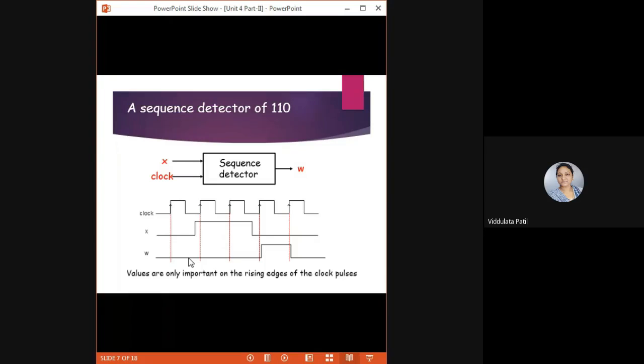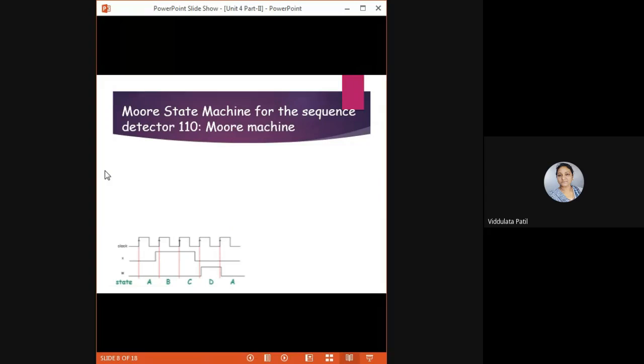Now we want to draw a state diagram for the sequence 110. Is it possible for you to draw this state diagram using a Moore machine? Draw a state diagram for a sequence detector of 110. You can take 5 minutes to draw.